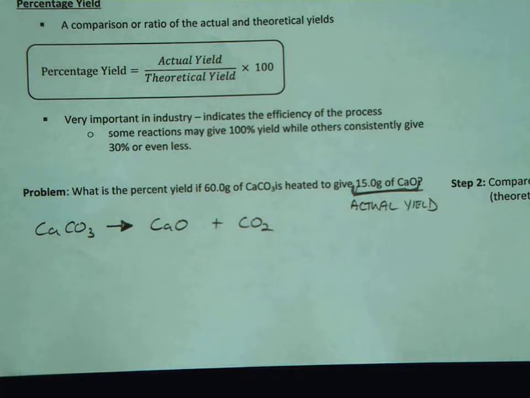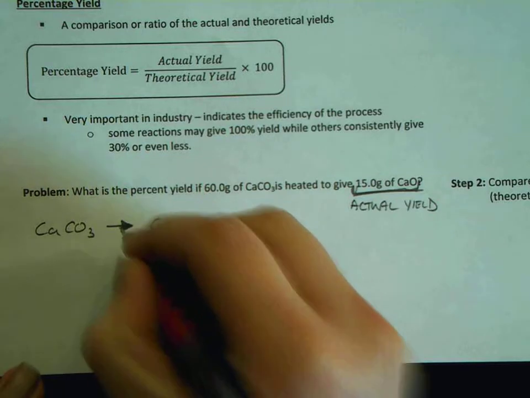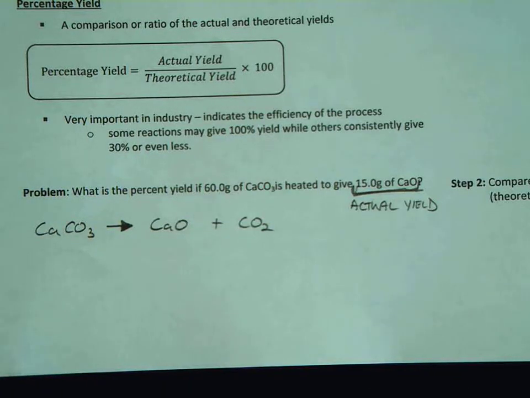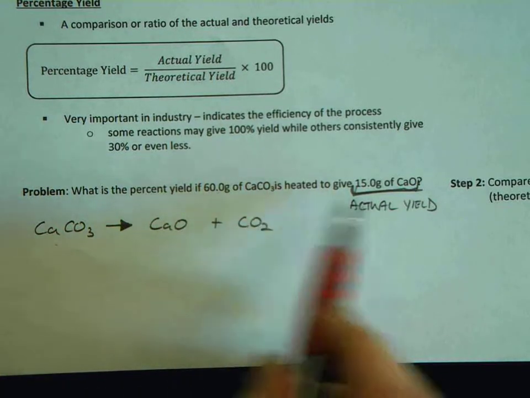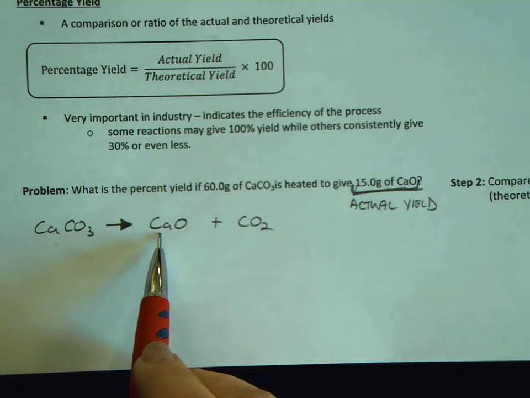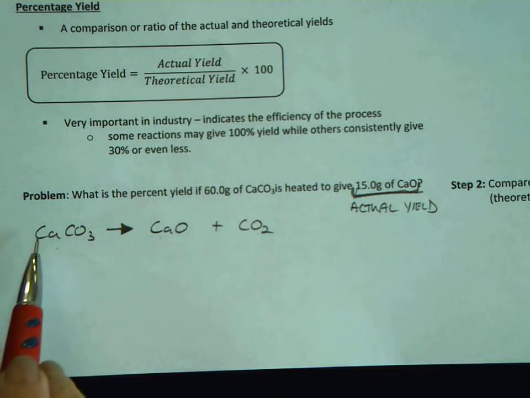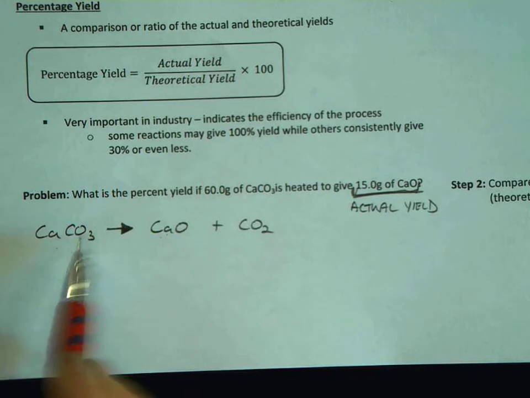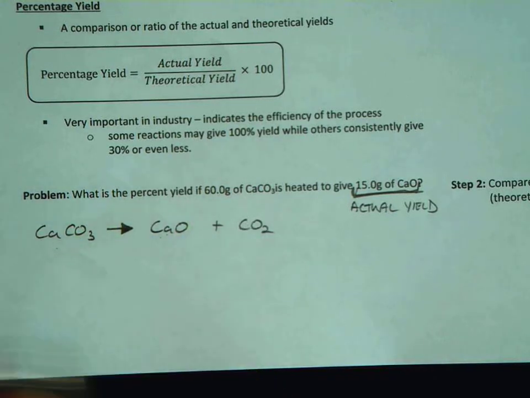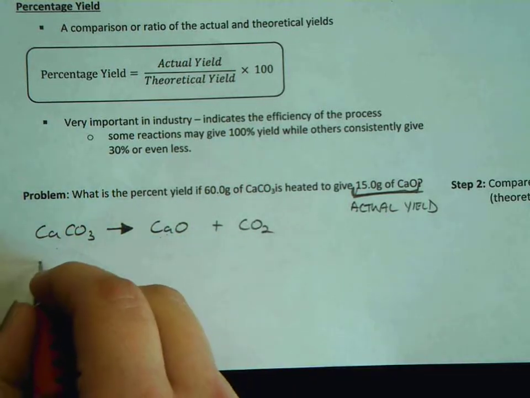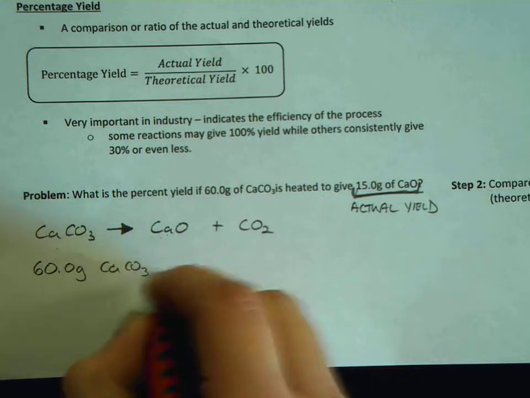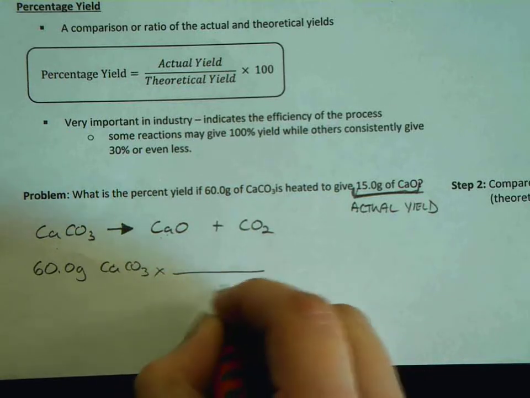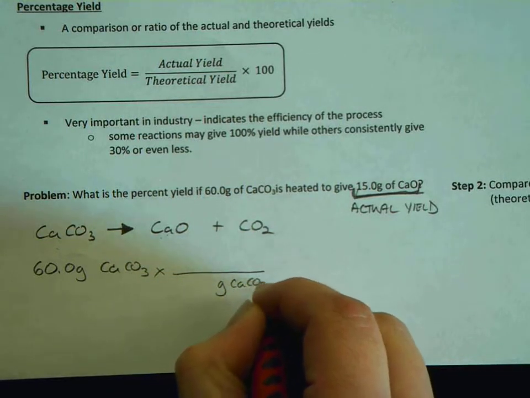First thing to do is to write a balanced chemical equation for our theoretical yield. Theoretical yield is the exact same calculation as a mass-to-mass calculation. We started off with 60 grams of calcium carbonate, and we want to know how many grams of calcium oxide we should get. Is this balanced? Calcium and calcium, 3 oxygens and 3 oxygens, 1 carbon, it's balanced. So we can do 60.0 grams of calcium carbonate, and we need to find the molar mass, grams of calcium carbonate.